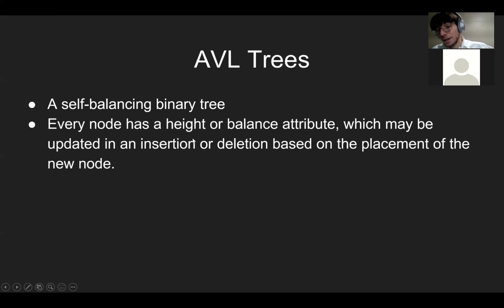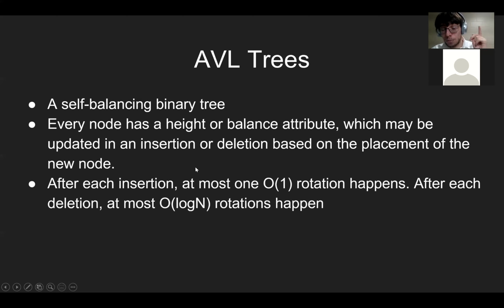Every node has a height or balance attribute, which can be updated in an insertion or deletion based on the placement of the new node. Just like we saw before, those rotations occur in an AVL tree after you insert or delete. After each insertion, you have to do at most O(1) rotations. Really, you only have to do 1 rotation if you count left-right and right-left as just 1. Otherwise, you might have to do 2, if you consider right-left to be 2 separate rotations. But if you consider it as 1, then it's really just 1 rotation. That's it, if you insert.